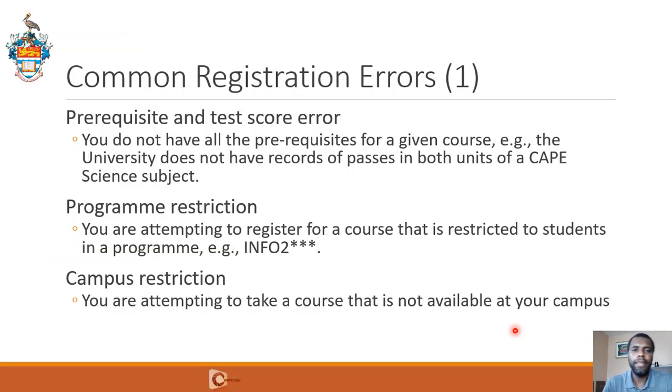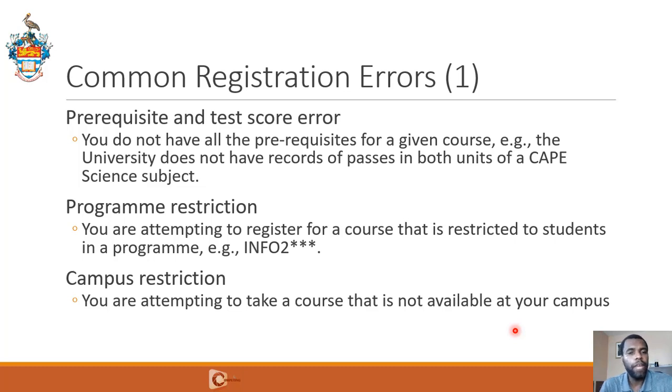So just to review a few common registration errors, a prerequisite test score error will indicate that you don't have all the prerequisites for a given course. So maybe you're trying to sign up, say, for discrete math, and you don't have Comp 1210, okay? You're going to see a prerequisite and test score error.